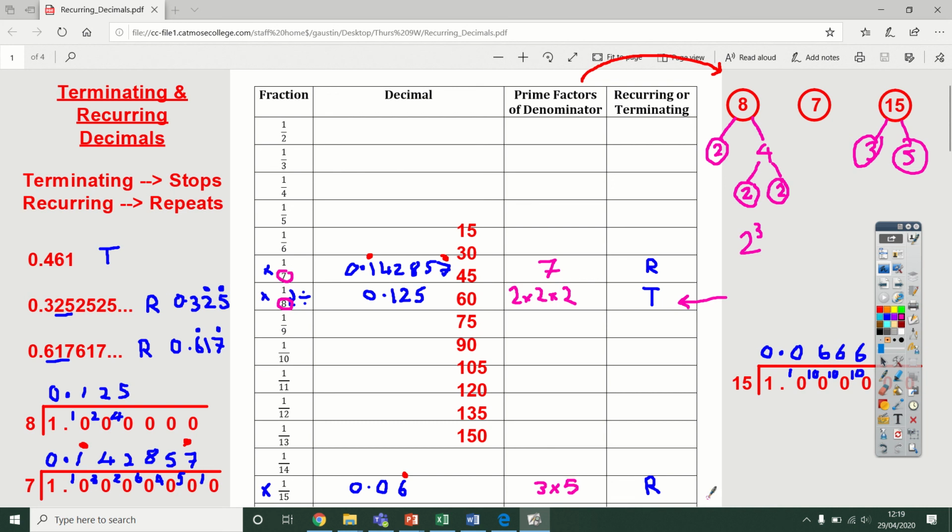Okay, so I want you to fill these in. Try and get at least as far as the 15th. Okay, try and fill in the rest of these rows. And then, again, all of the terminating ones, can you think about what the third column is doing? Okay, is there a pattern in the third column that tells me if my decimal is going to be terminating?